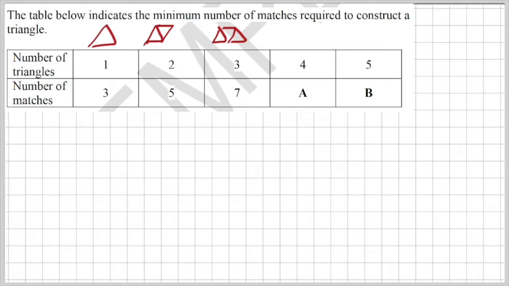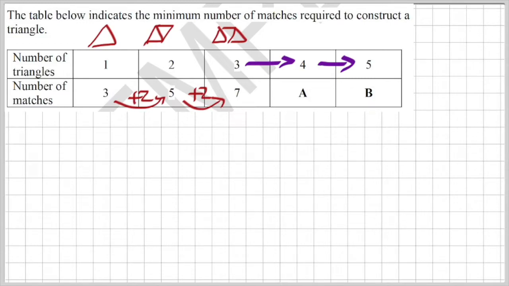In other words, what's happening with the number of matches? To go from 3 to 5, I'm adding 2. To go from 5 to 7, I'm adding another 2. So in other words, please understand this is very important. I'm still going 1, 2, 3. So my number of triangles is not just a linear pattern, but a consecutive pattern.